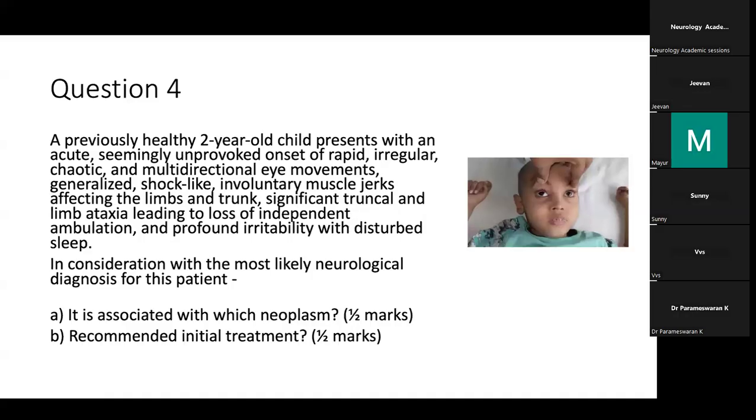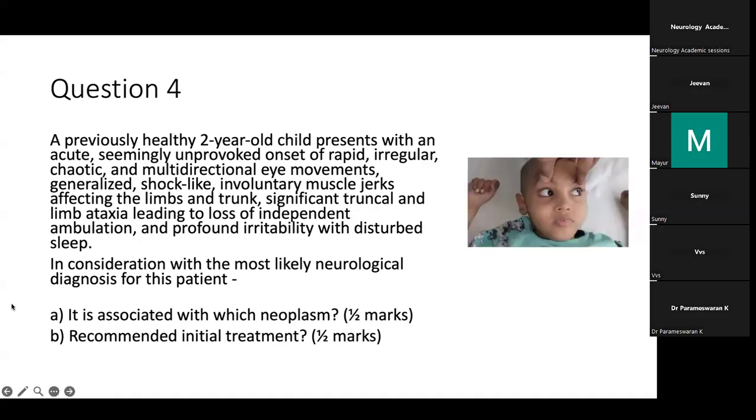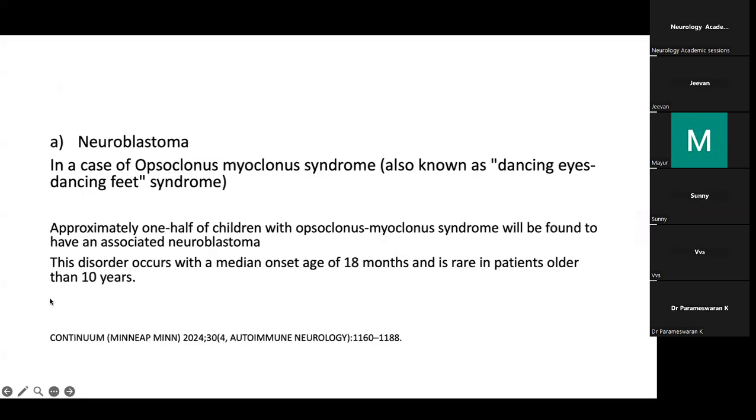Opsoclonus myoclonus syndrome is also known as dancing eyes and dancing feet syndrome. Approximately one half of children with this condition will be found to have an associated neuroblastoma, and it occurs at the median onset of 18 months and is rare in patients older than 10 years.